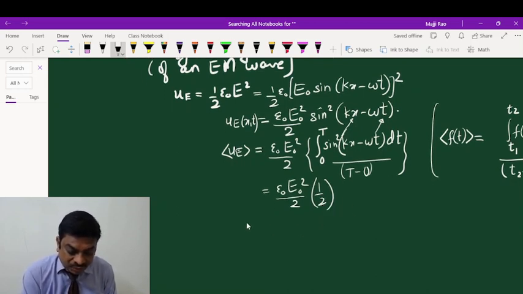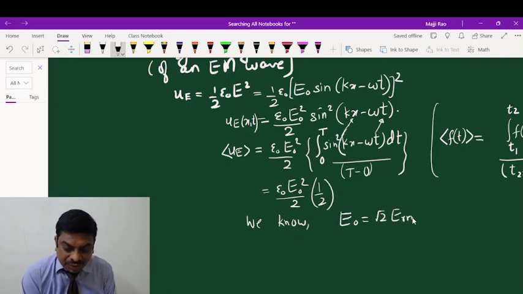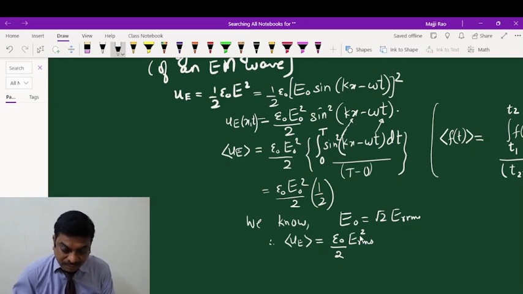Now we also know that E naught is equal to root 2 times E RMS. So if you substitute this here, then we have the average energy density due to electric field is epsilon 0 by 2 into E RMS square. Okay students, if I substitute here, 2 gets cancelled.